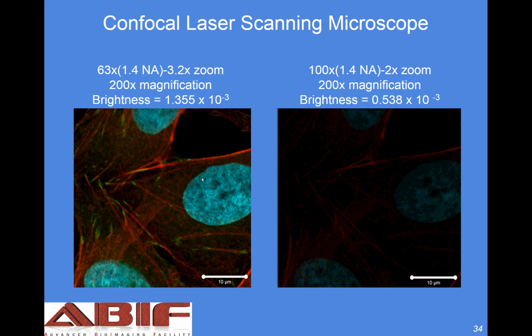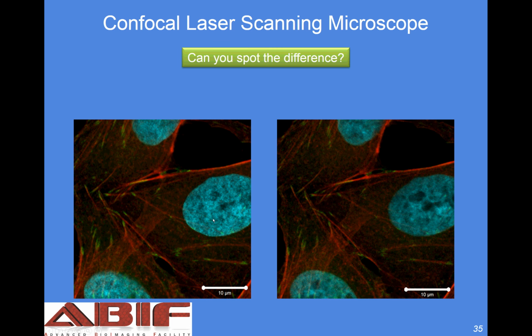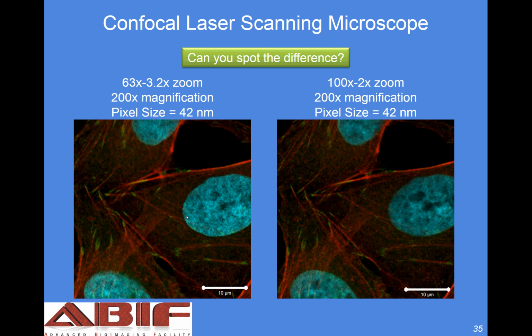So if I change the contrast so the 100x and 63x lenses have the same contrast, it's pretty hard to see the difference between these two images. They look quite similar. The pixel size is the same, and the image looks quite similar. But what you may notice is that the 100x lens again is a little bit noisier because the signal is lower, so the signal-to-noise ratio is not going to be as good.